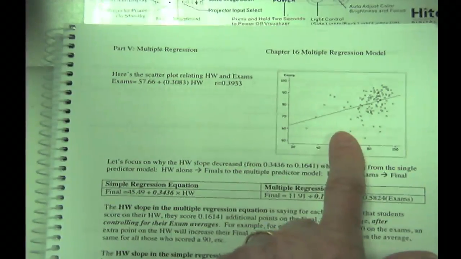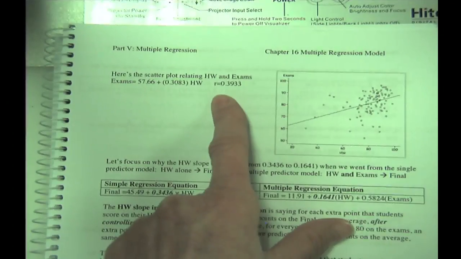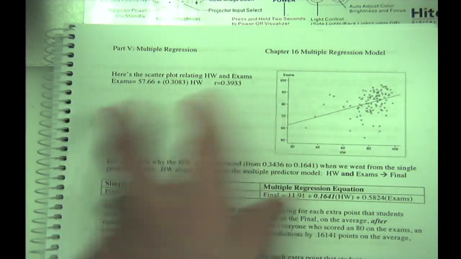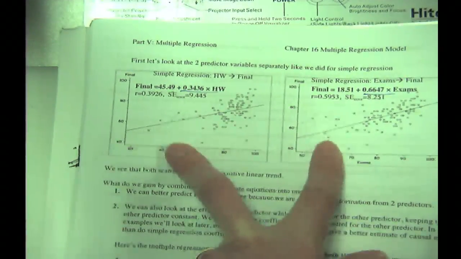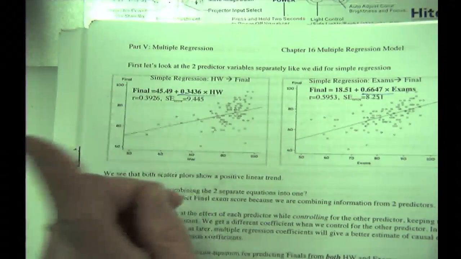So here's what I'm talking about. Here's this correlation. You can see the correlation between the two x variables, exams and homework. So this is the third correlation that has to be taken into account. Why? This is x1 predicting y, x2 predicting y, and then x1 predicting x2. So that's what we have here.